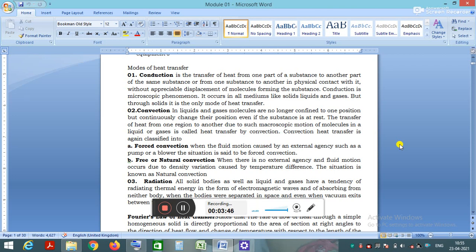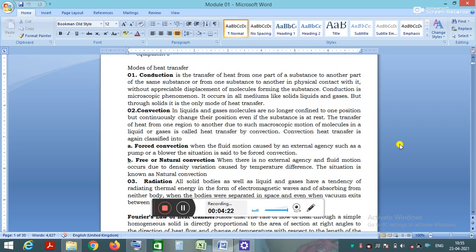Therefore, conduction is a microscopic phenomenon, and it occurs in all mediums, whether solid, liquid, or gaseous. But in solids, it is the only mode of heat transfer, because in solids there is no movement of the molecules. It takes place at a microscopic level. Therefore, conduction is the only mode of heat transfer in solids.